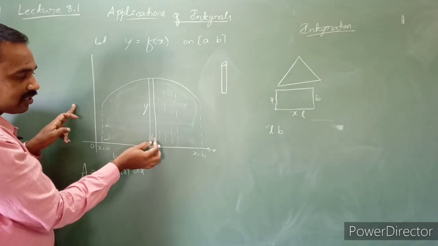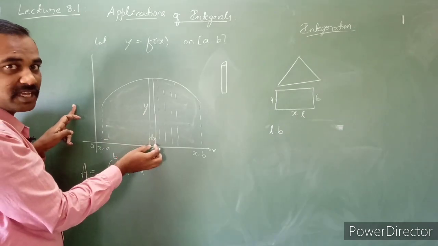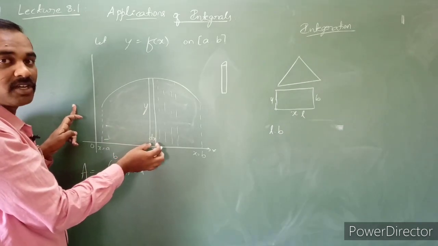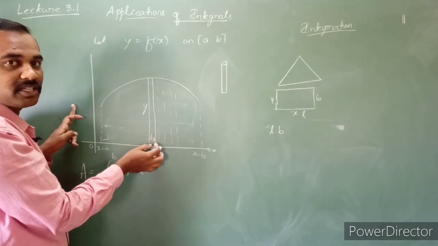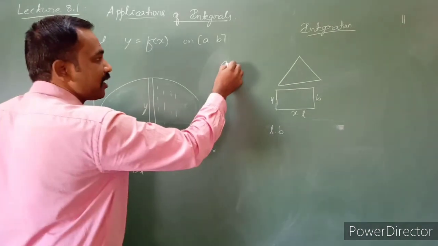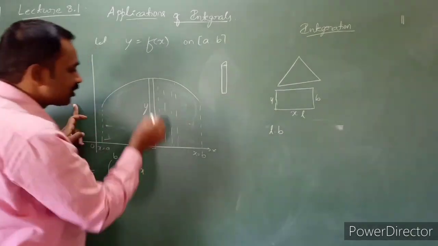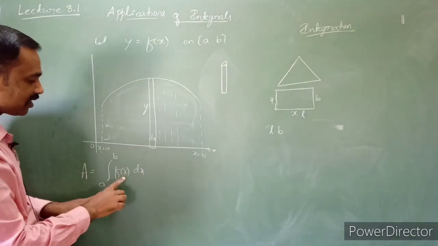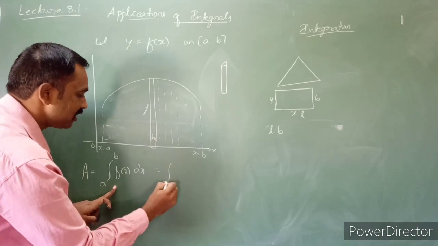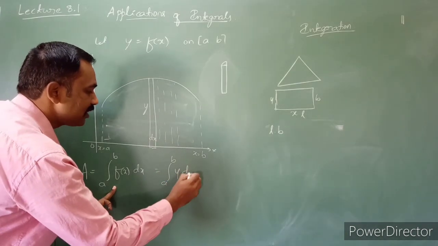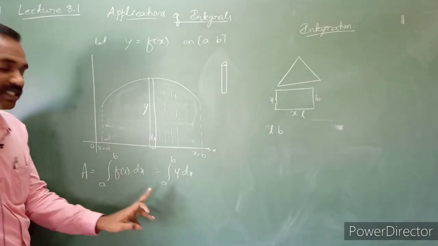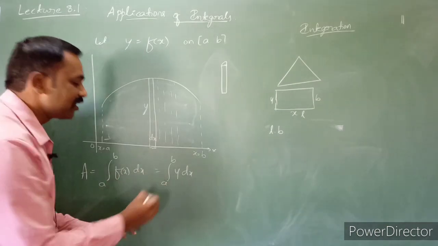Small strips are there. dx means a small change in x, by the definition of the derivative. Neglecting that small portion, we get length into breadth. What is the length? y is the length, and y is nothing but f of x. And dx is nothing but the breadth. y dx gives the required area under the curve.